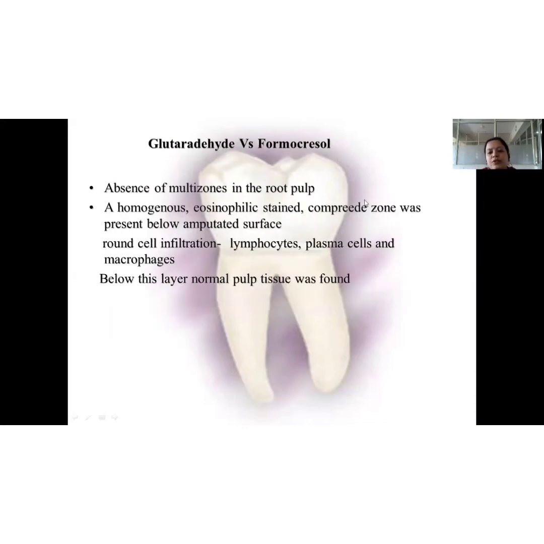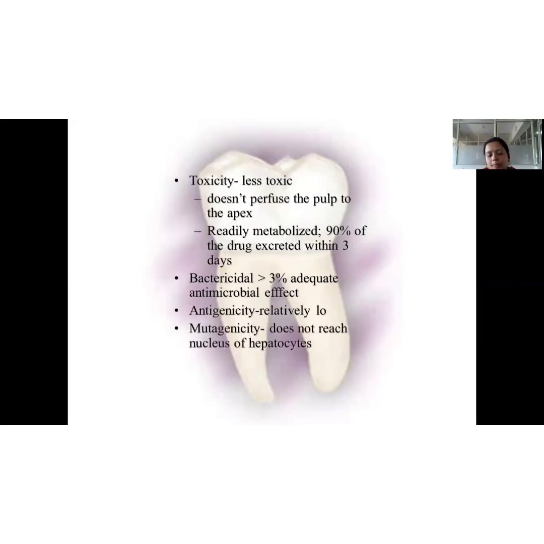Now glutaraldehyde versus formocresol. What is the absence of multizones in root pulp? A homogeneous eosinophilic stained complete zone was present below the amputation surface in the case of glutaraldehyde. Round cell infiltration like lymphocytes, plasma cells and macrophages. Below this, normal cell tissue was found.